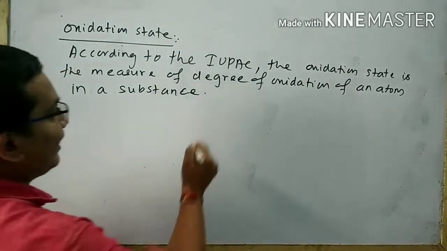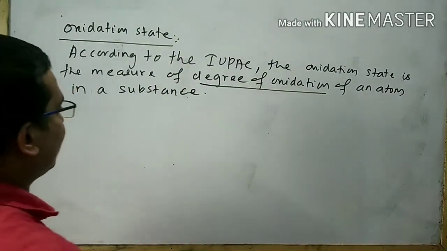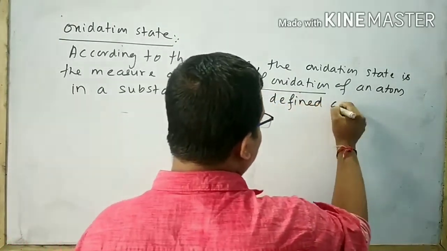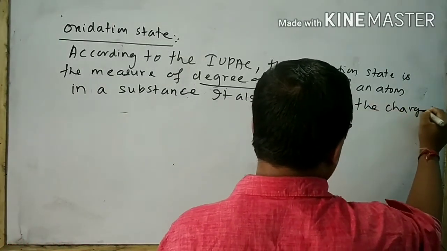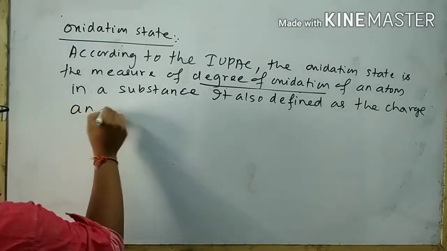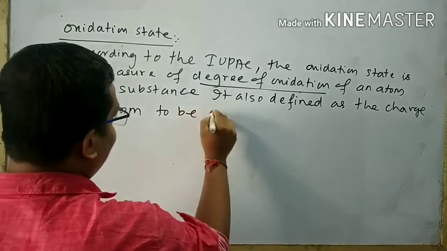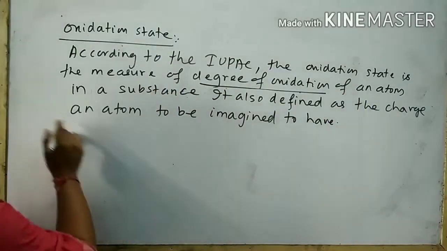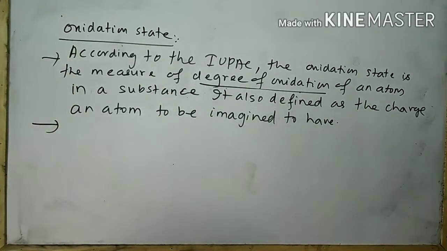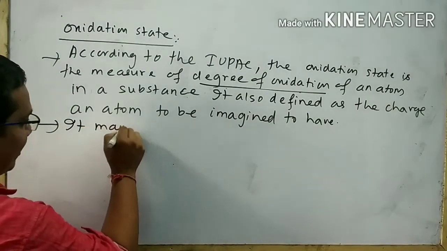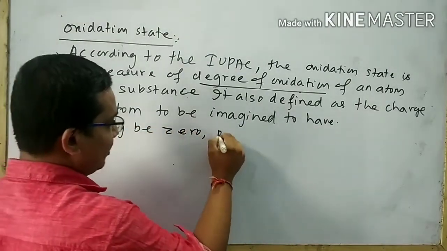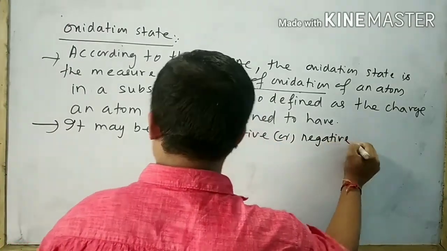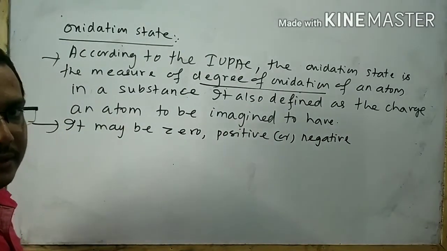That means it indicates the degree of oxidation of an atom in a substance. It is also defined as the charge an atom is imagined to have. Another point about oxidation state is that it may be 0, positive or negative.